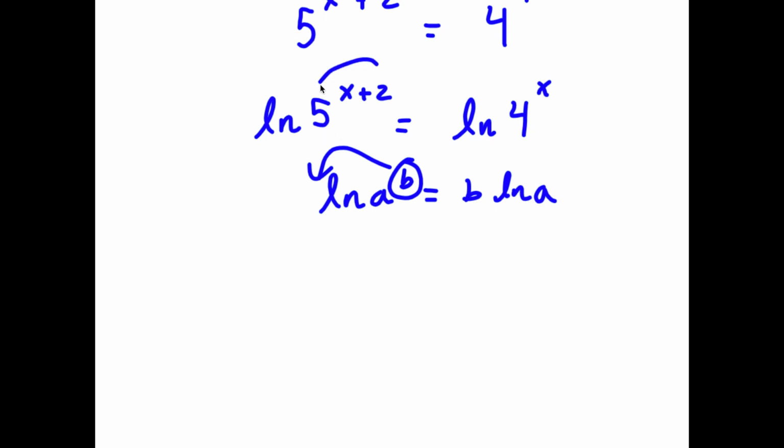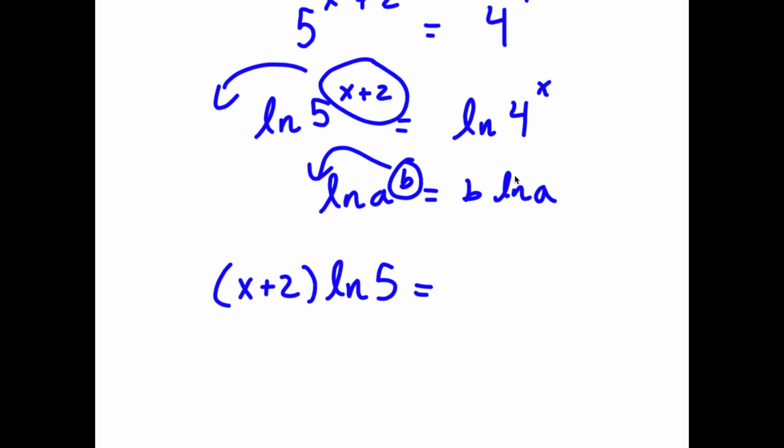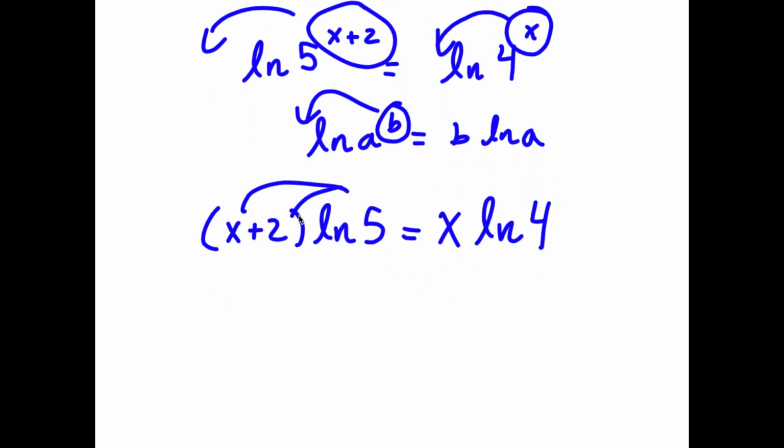So in this case, I have ln of 5 to the power of x plus 2, and x plus 2 here, I can move to the front. So now I'm going to have x plus 2 times ln 5. And I can do the same thing with x over here. I can move x to the front. So now I'm going to have x times ln 4. Now, if I distribute the ln 5, I get ln 5 times x, which is x times ln 5, plus 2 times ln 5, which is 2 ln 5, is equal to x times ln 4.